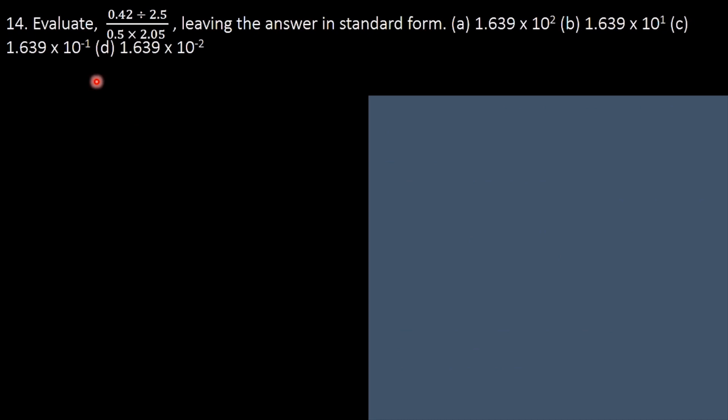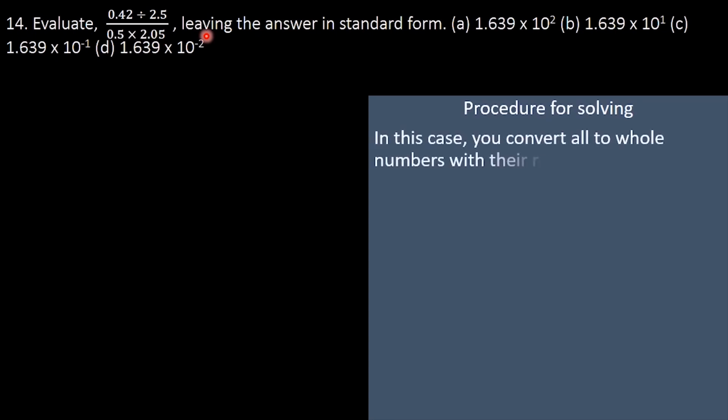Question 14. Evaluate 0.42 divided by 2.5 over 0.5 multiplied by 2.05, leaving the answer in standard form. Procedure for solving this. In this case, you convert all to whole numbers with their respective indices treated separately.